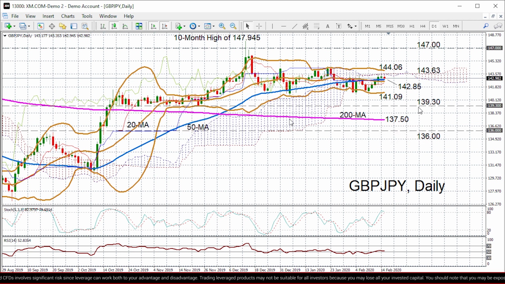So if that level is broken, that could mark a shift in the medium-term picture to a more negative one, with the 136 handle being the next target for the bears.